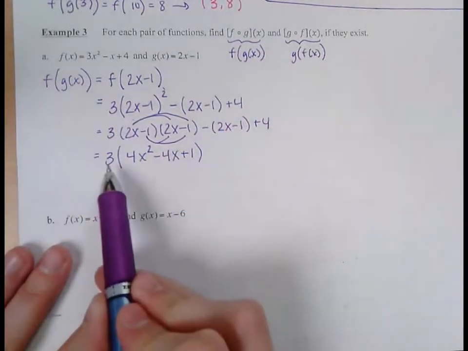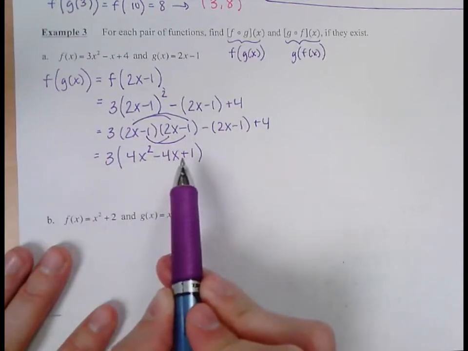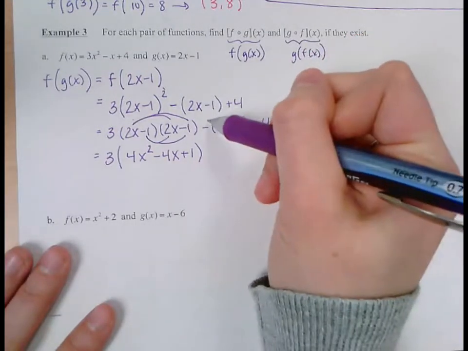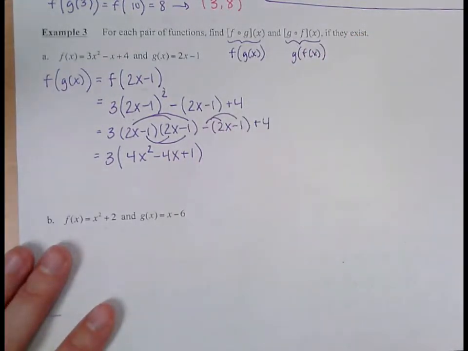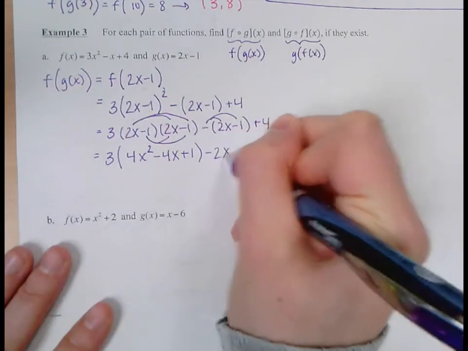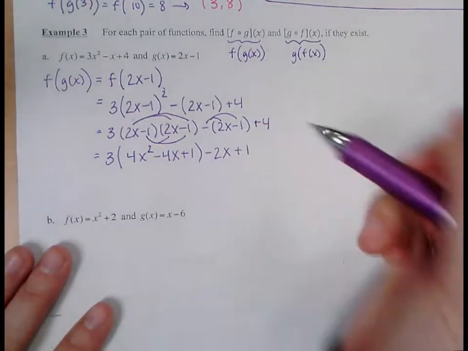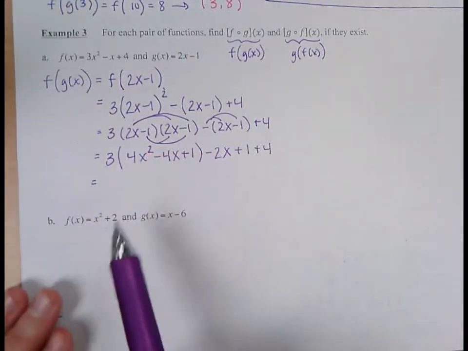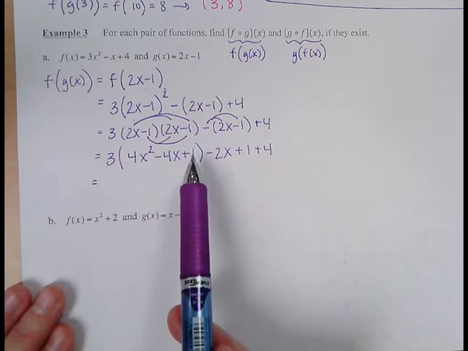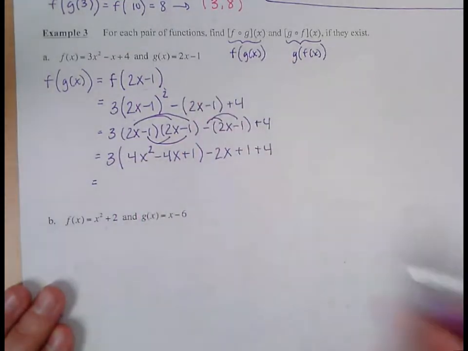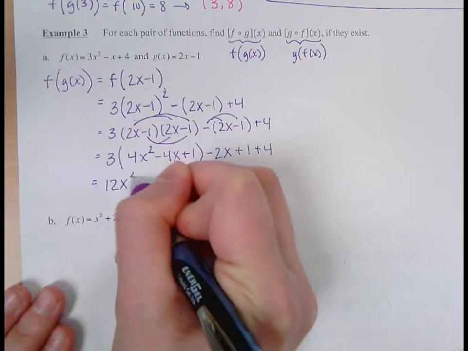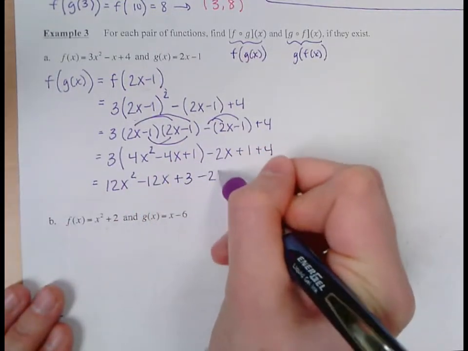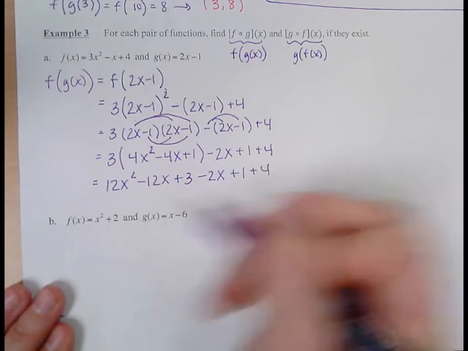And I still am going to have to multiply all of that by 3. I'll do that in the next step. For the minus 2x minus 1, I can distribute that negative to get rid of those parentheses. So that becomes minus 2x plus 1. And then I still have the plus 4 at the end. So then I'll distribute the 3 to this trinomial here and then combine like terms. So I have 12x squared minus 12x plus 3, and then just carry down the minus 2x plus 1 plus 4.